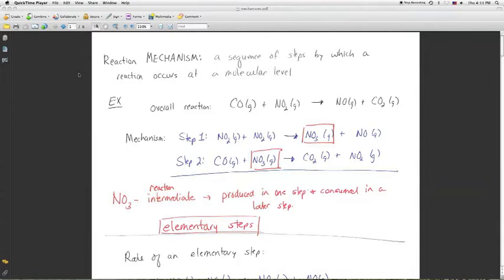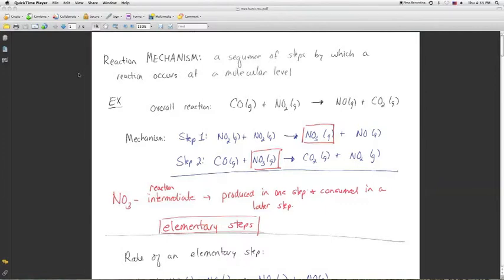So keep that in mind. You're not supposed to be able to figure out the mechanism. You just need to understand a little bit about what you're seeing. So in my example here, I've got the overall reaction between carbon monoxide and nitrogen dioxide, forming the products of nitrogen monoxide and carbon dioxide.